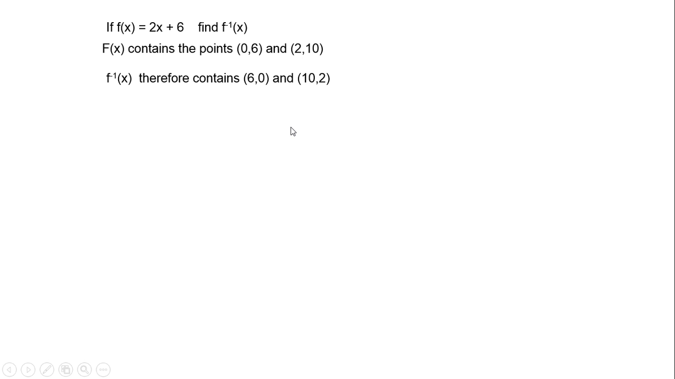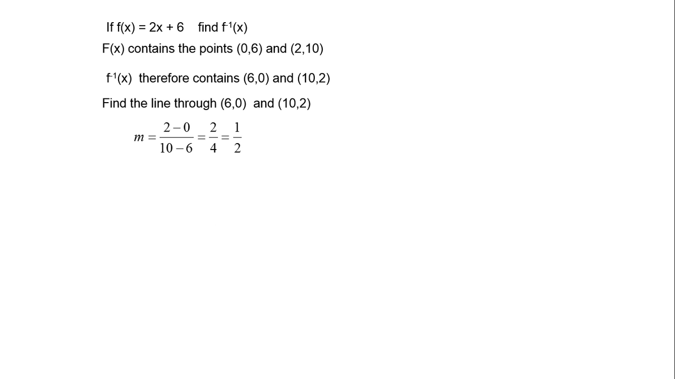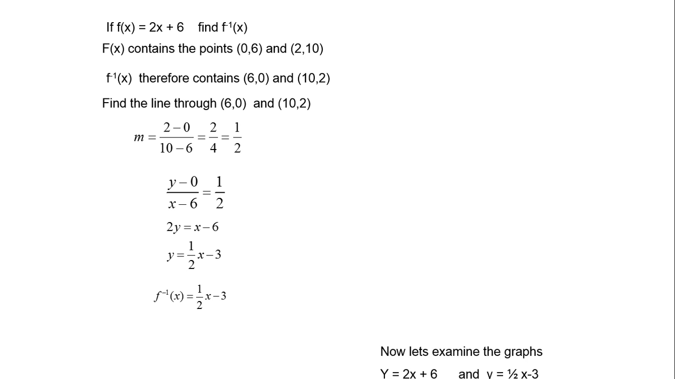And now we could proceed to find the equation of the line containing those 2 points by going through the usual protocol of finding the slope, y2 minus y1 over x2 minus x1, and there it is right there. And then going through the modified point slope formula and finding the equation of the line there. y equals 1/2 x minus 3, and naming that as the inverse function. The inverse function is 1/2 x minus 3.